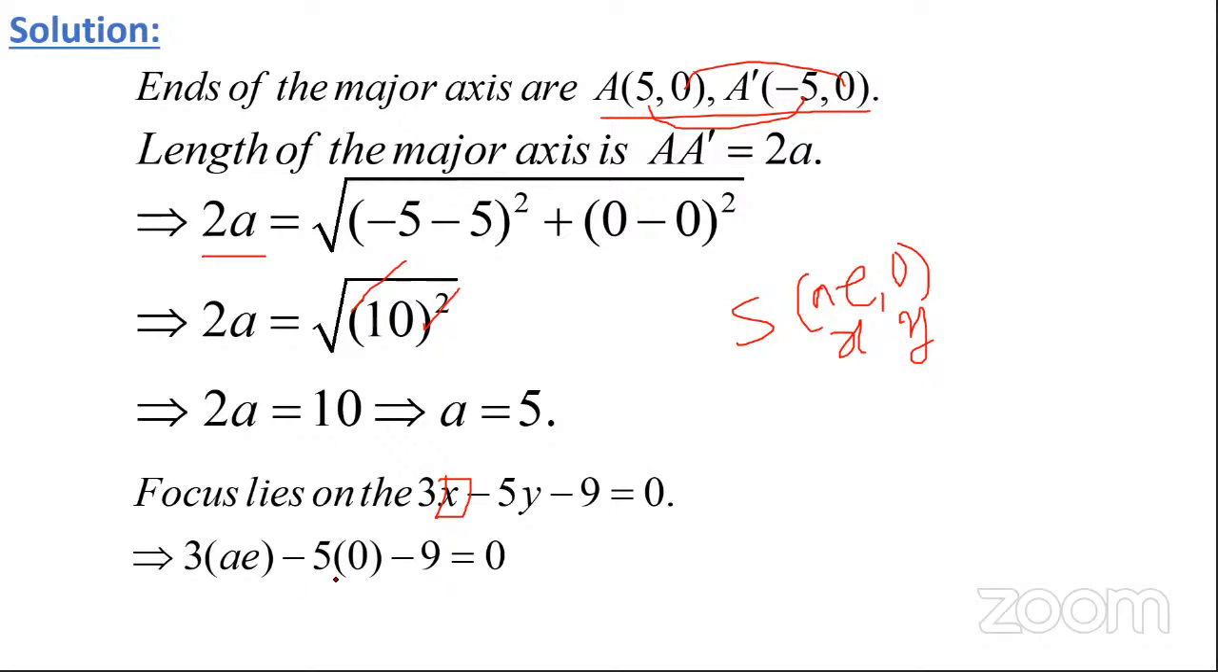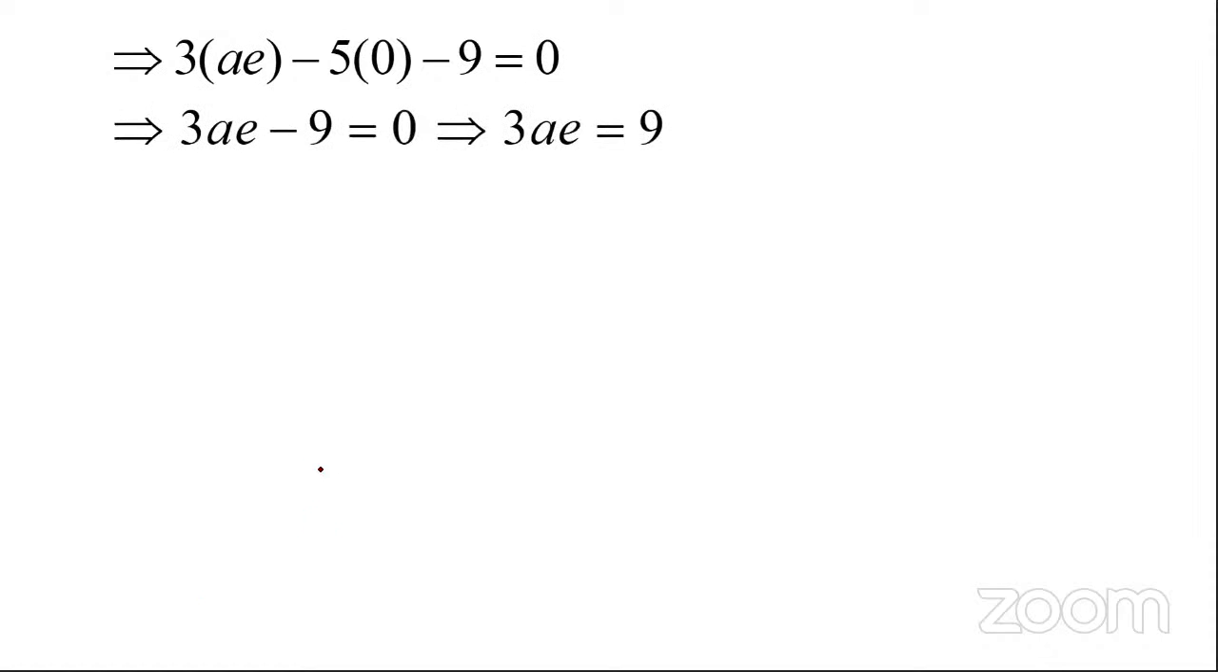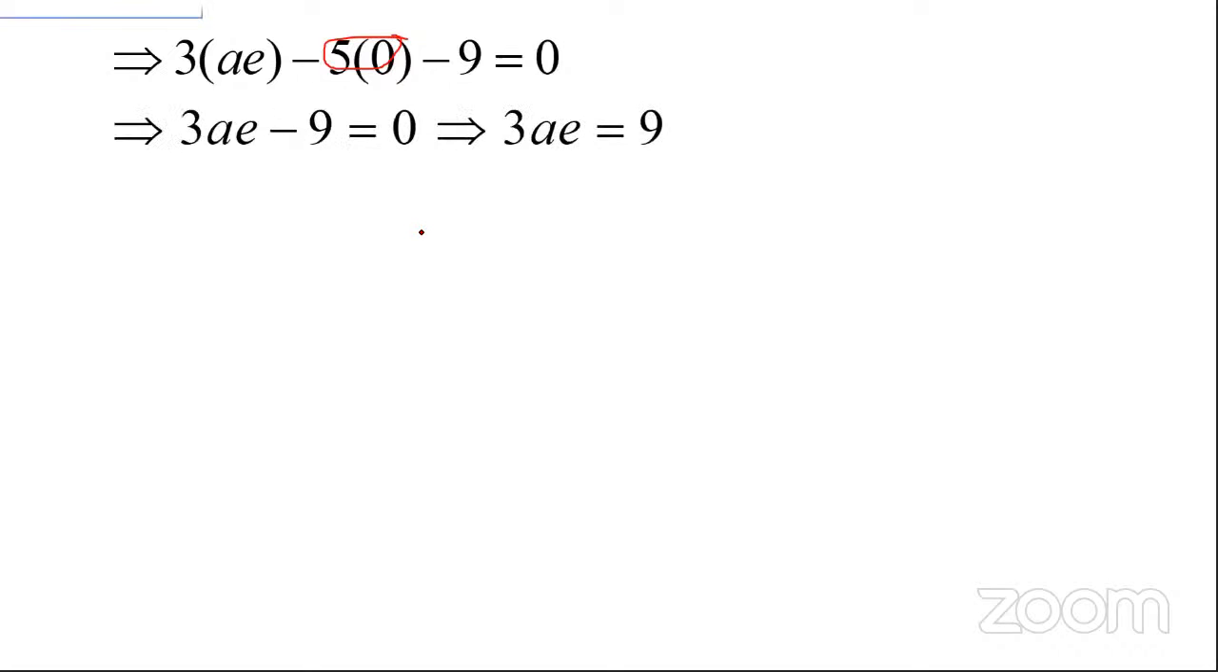You will get 3 of the x value ae minus 5 of the y value 0 minus 9 equal to 0. Then 3ae minus 5 of 0 minus 9 equal to 0. So 3ae minus 9 equal to 0, then 3ae equal to 9. You will get ae as 3. ae is 3. And the a value, what is that? 5. Okay. So you have the a value and the ae value.